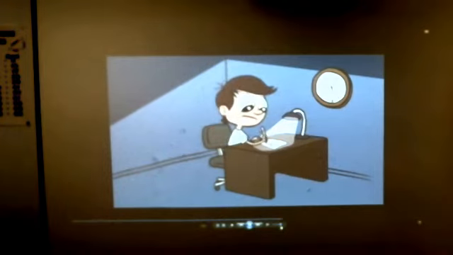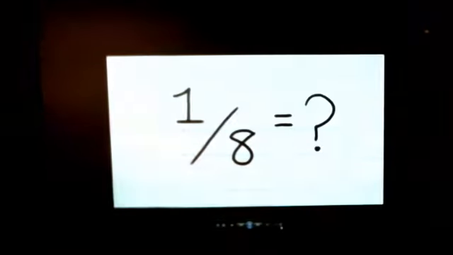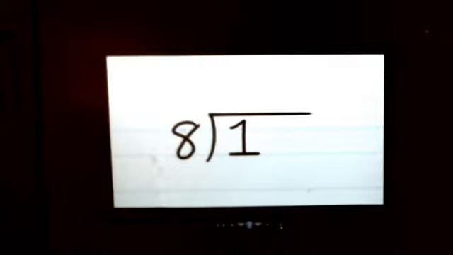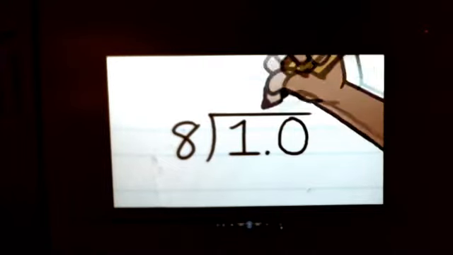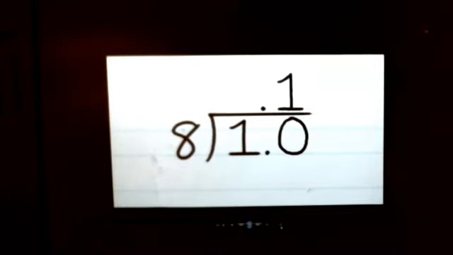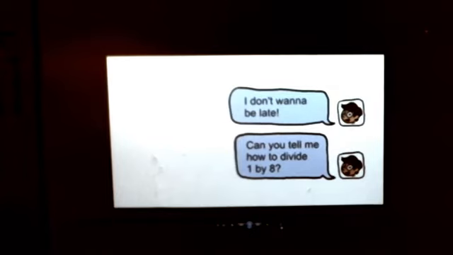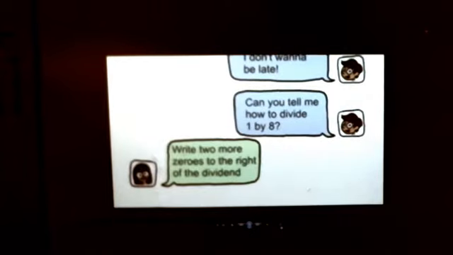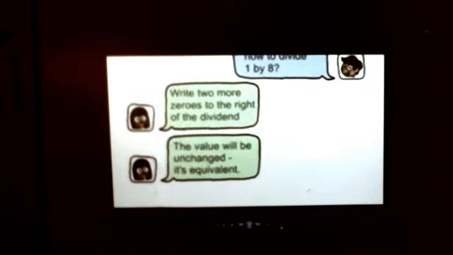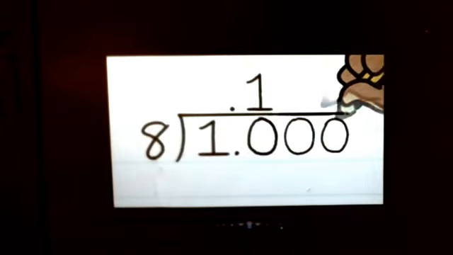My homework done, before the dance, I had to convert a fraction, couldn't leave it to chance. I divided the numerator by the denominator. Much to my surprise, there was no remainder. I texted my friend, I don't wanna be late. Can you tell me how to divide 1 by 8? She said, attach the 0s to the back of the dividend. The value will be unchanged, as they're equivalent. I divided the 2 numbers and got 0.125.